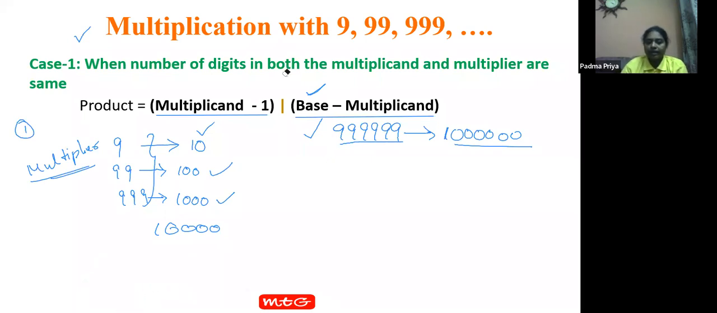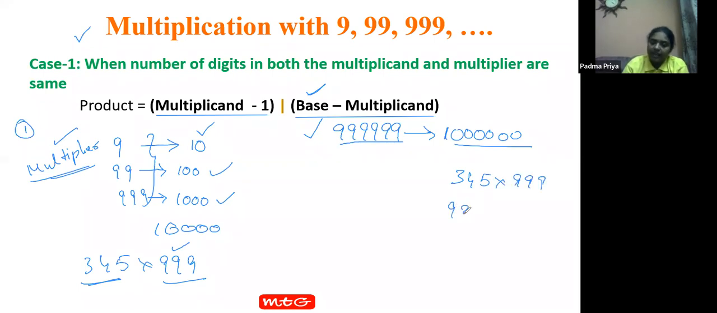Now, in this complete trick, we are going to multiply either with 999 or whatever it is. So always remember, if I'm multiplying 345 with 999, whichever number is in 9 forms, that is the multiplier. The other one is the multiplicand. Ma'am, if there is 999 multiplied by 345, then? Then also 999 is only the multiplier. Either if it is 345 into 999, or 999 into 345, however it is, this is always the multiplier.